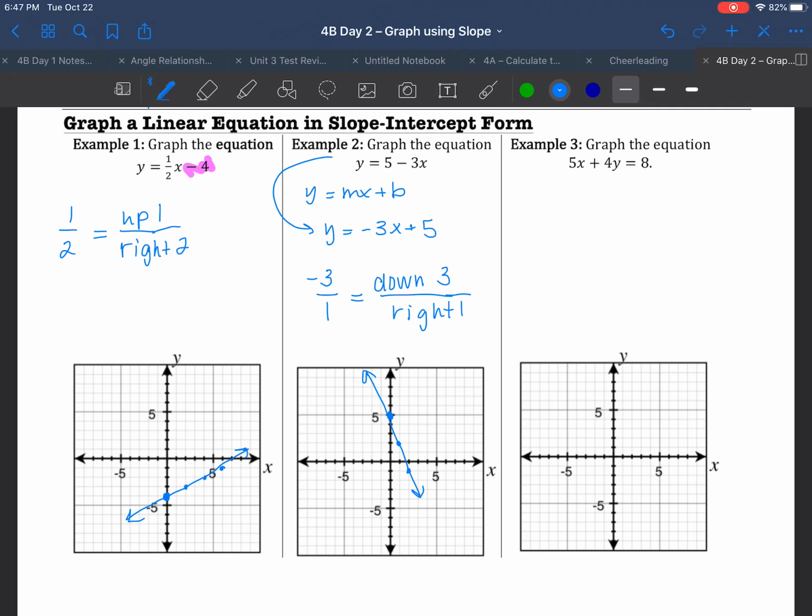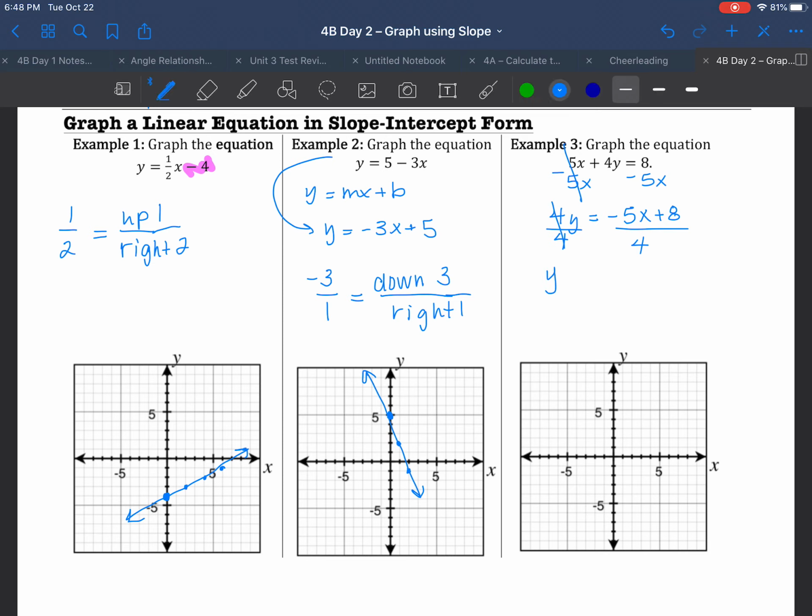Now for example 3, again we need that y equals mx plus b. This equation is not in that form. So first I need to solve for y. So I'm going to subtract 5x. Cancels there, and I get 4y equals -5x plus 8. Okay, because we want that y equals mx plus b, I'm going to keep my x term first and list the constant second. So now I can divide everything by 4, so those cancel. Now I'm dividing the -5 by 4 and the 8 by 4.